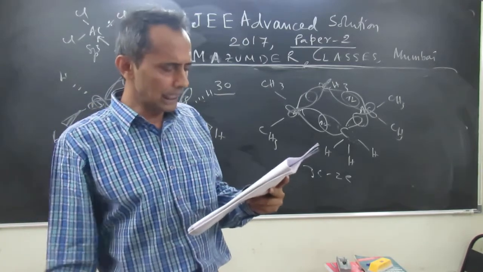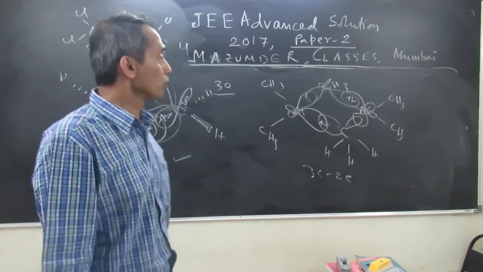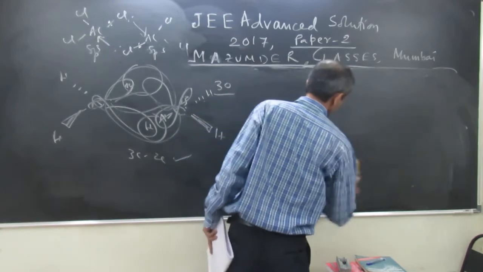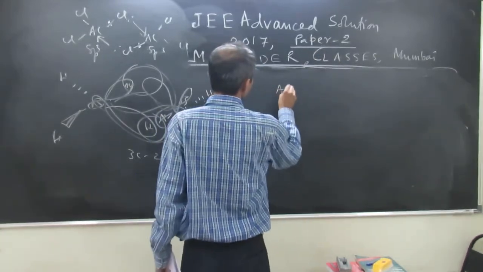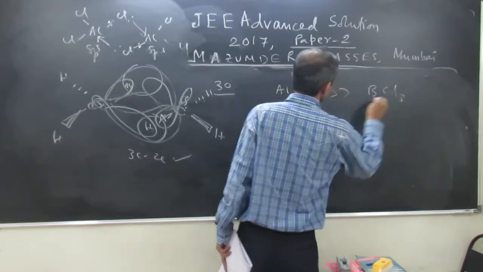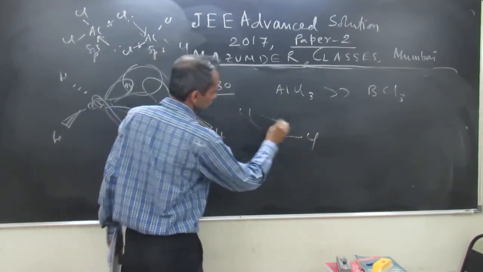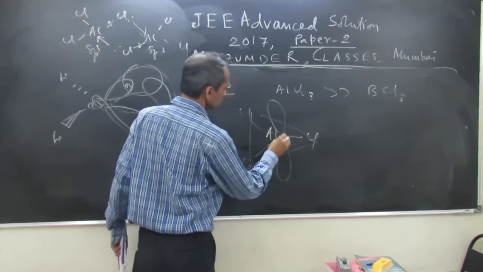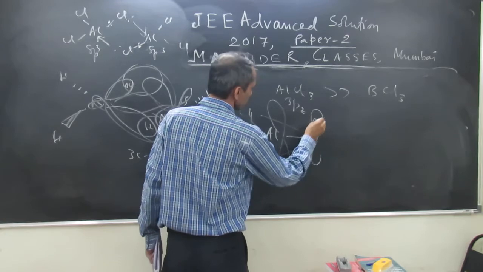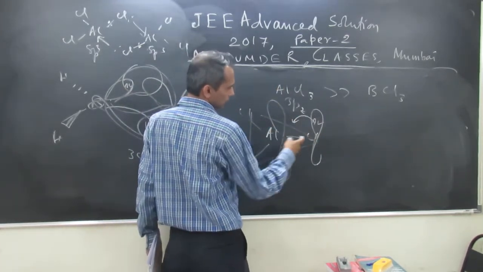So C is not correct, and D, the Lewis acidity of BCl3 is greater than that of AlCl3, is again wrong. We can prove it in Friedel-Crafts alkylation or acylation reaction, where we use AlCl3. AlCl3 is a much stronger Lewis acid than BCl3. The reason is that aluminium is sp2 hybridized, and it has an empty 3pz orbital, and chlorine has a lone pair in 3pz orbital. This back donation is less effective because the distance is very high.